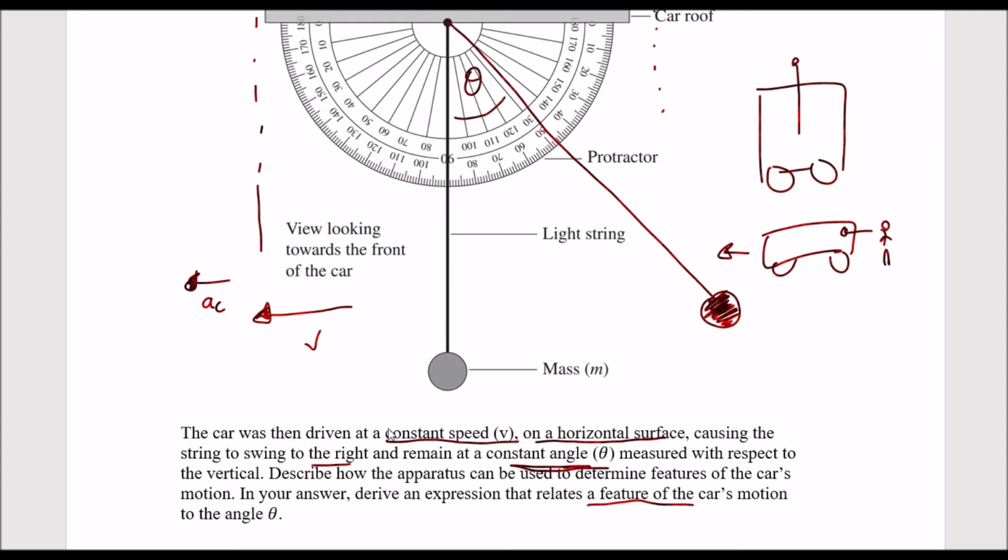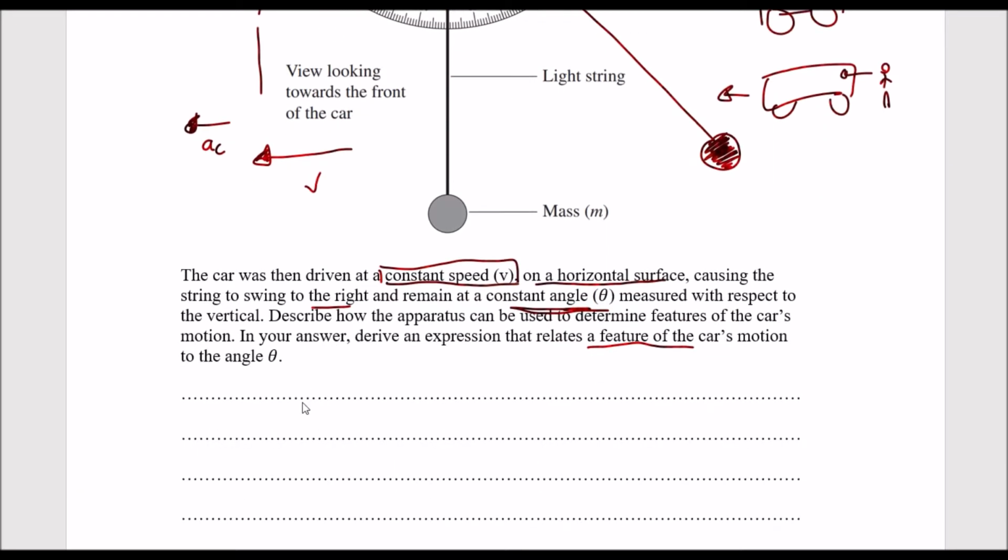So the only scenario where we can have a constant speed, yet still have some kind of acceleration, is if we're undergoing some kind of uniform circular motion. So what we can say firstly is the car is undergoing uniform circular motion.